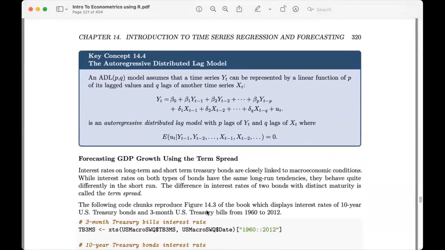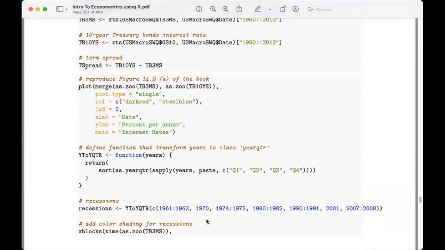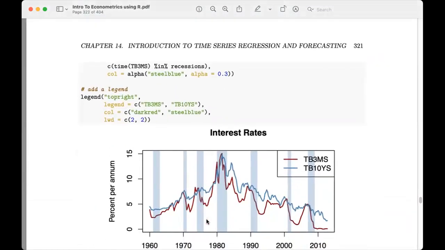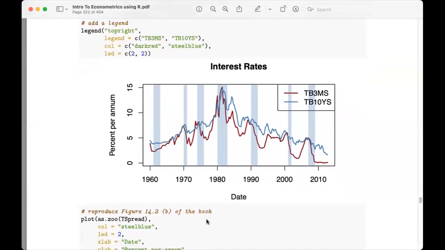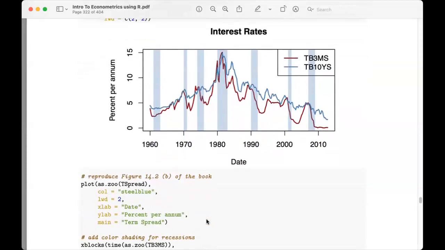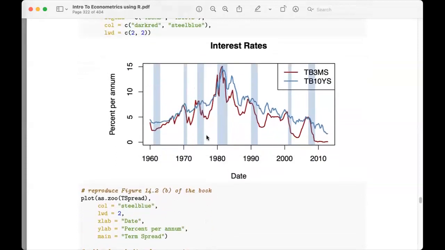So it gives an example of forecasting GDP growth using the term structure. And you could see how it looks. The interest rates, the 3 months and the 10 years treasury bills, you could see how they overlap sort of. So in a sense, we could ask, can we use the 3 months treasury bills to predict how the 10-year one will behave? Not sure that might be very useful. But in a sense, you could see there's some kind of predictive power.